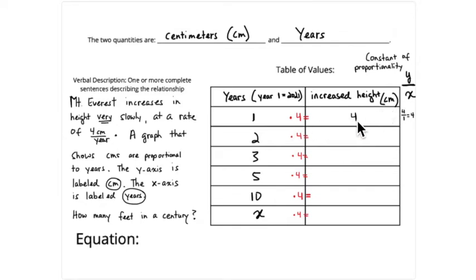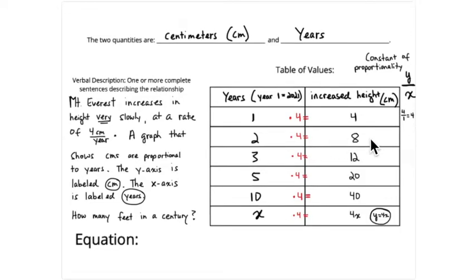So we know that it increases in height 4 centimeters in 1 year. So 4 divided by 1 is equal to 4. So the units in height are 4 times the units in years. So every time I have a unit in years, 1, 2, 3, 5, 10, or even x, I multiply that by 4 because the units in height are 4 times larger. So 2 times 4 is 8 centimeters, 12 centimeters, 20 centimeters, 40 centimeters, and finally you get down here to the equation, which is 4x, 4 times whatever the value of x is equal to y.